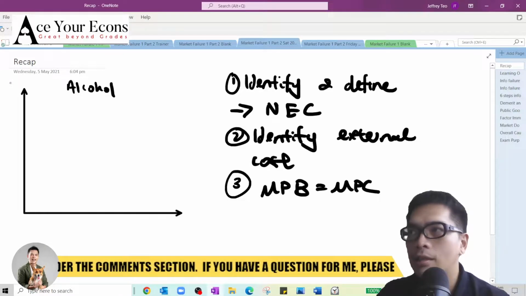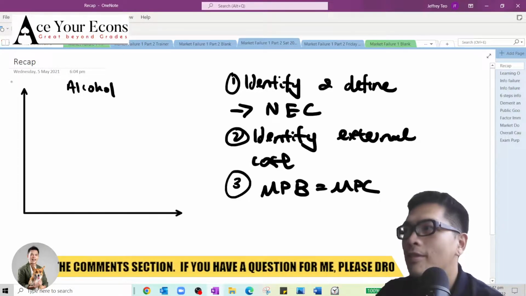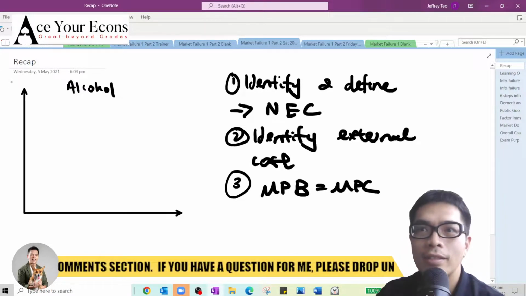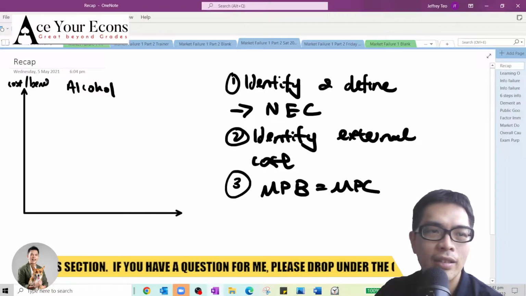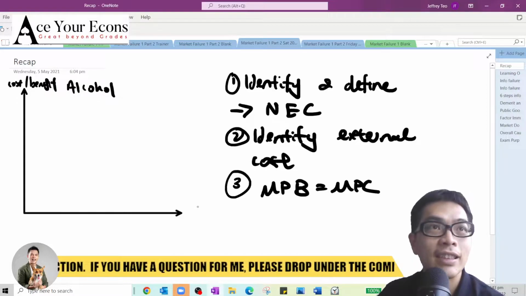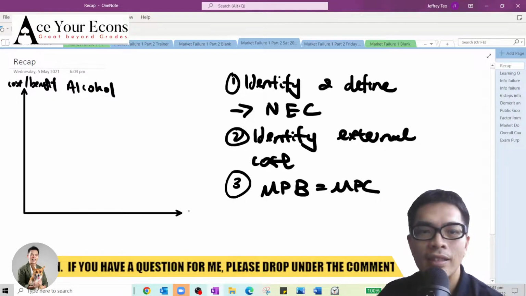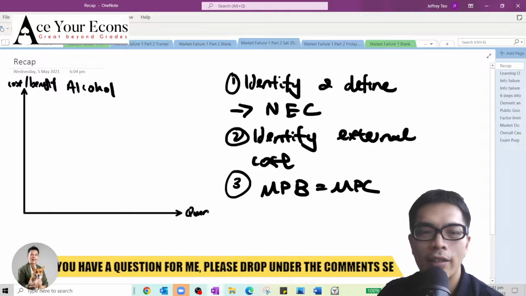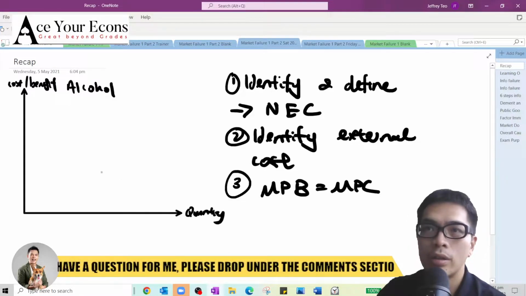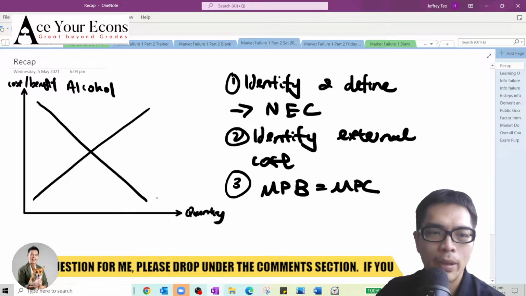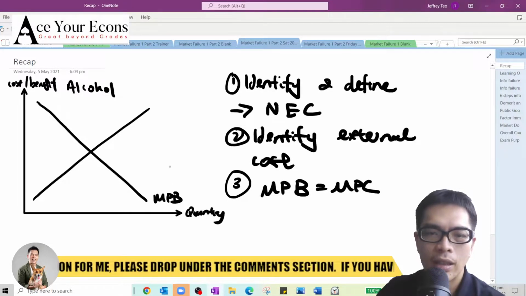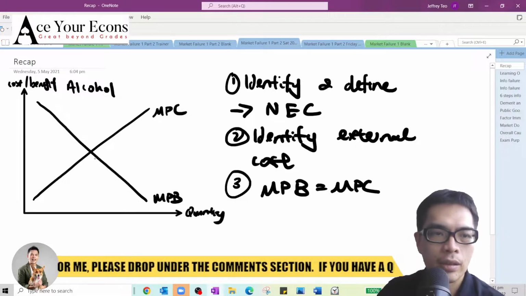Type it out quickly. Y-axis stands for what? Cost and benefit. X-axis? Quantity, right? Good. Okay, so we are supposed to relate MPB equals MPC.